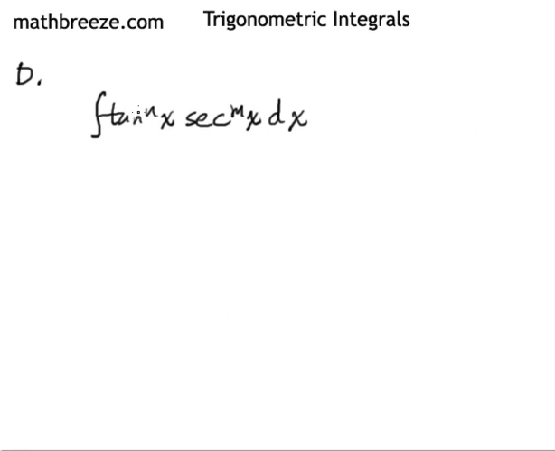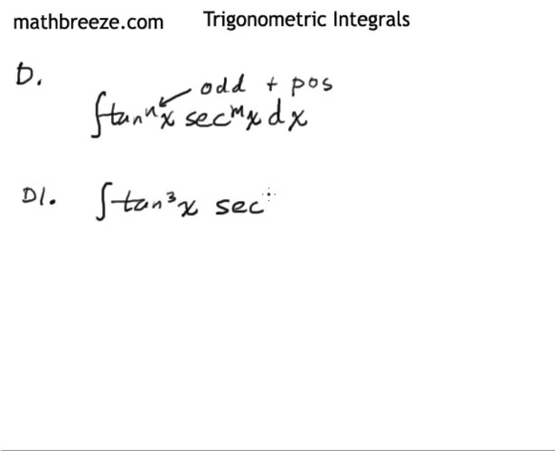The next type of integral appears to be the same as the previous one, but this time, instead of m being even, we require that n is odd and positive. Let's look at an example. Here we have tan cubed x, so there's our odd exponent, and here we have secant to the minus 1/2 x dx.